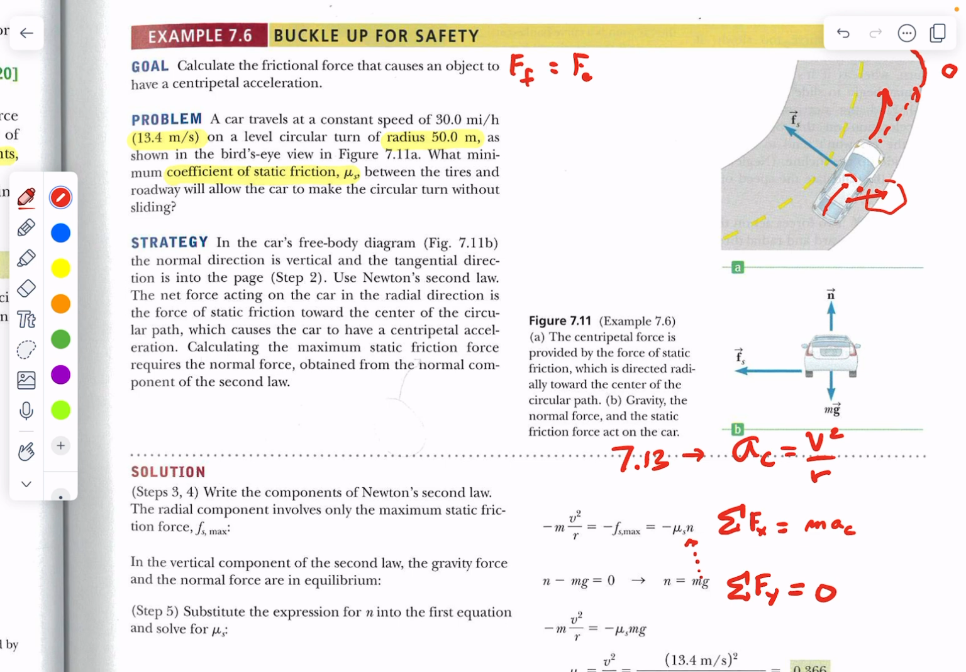So what do we know in this problem? We know in this problem that a car is traveling at 30 miles per hour, which is 13.4 meters per second. Now, of course, I'm not going to give you the metric. I would give this to you in miles per hour and let you do the conversion into meters per second, because that's just the kind of teacher I am.